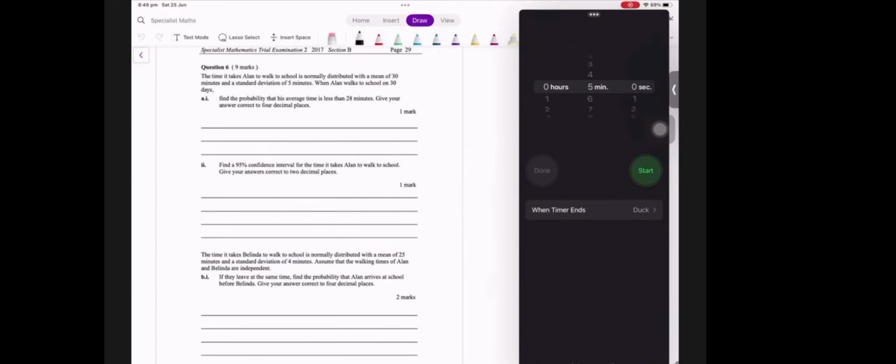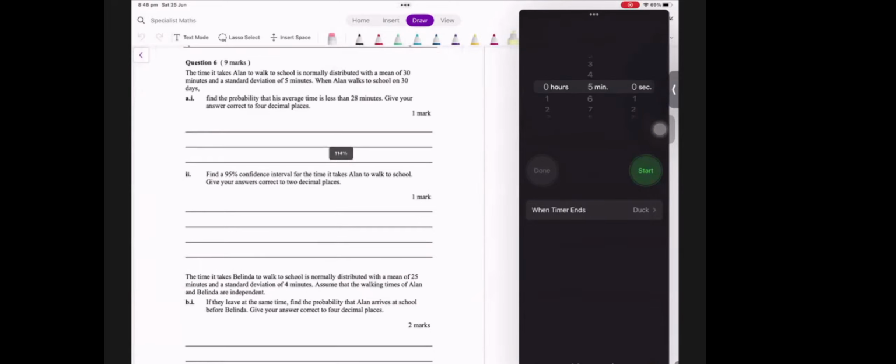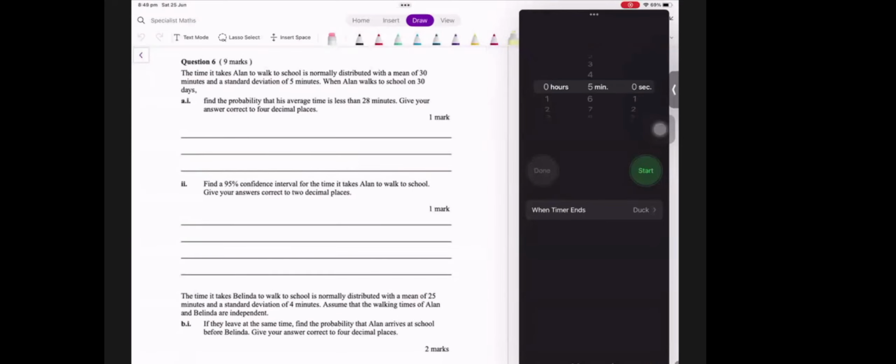I did realize I made a mistake in one of the textbook questions. I'm going to come back to it. Anyway, Alan's walking time is a normal distribution with a mean of 30 minutes and a standard deviation of 5 minutes, and he walks to school on 30 days. I don't think that matters too much. So we want the probability that the average time is this.